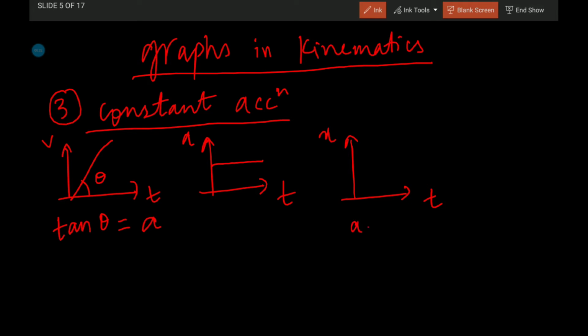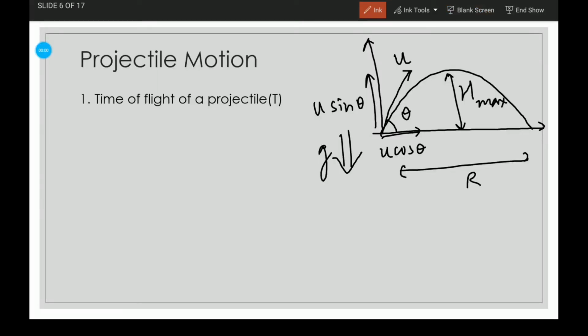And the xt graph is parabolic in nature, depending on whether the acceleration a is positive or negative. When the acceleration is positive, the parabola is upward facing. But when the acceleration is negative, the parabola is downward facing. Let us now discuss the dynamics of a projectile motion.